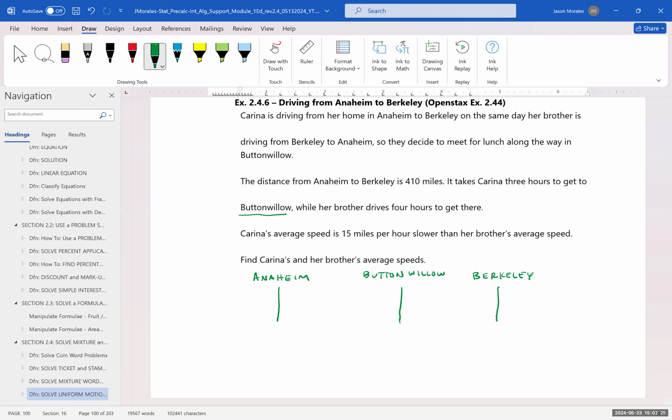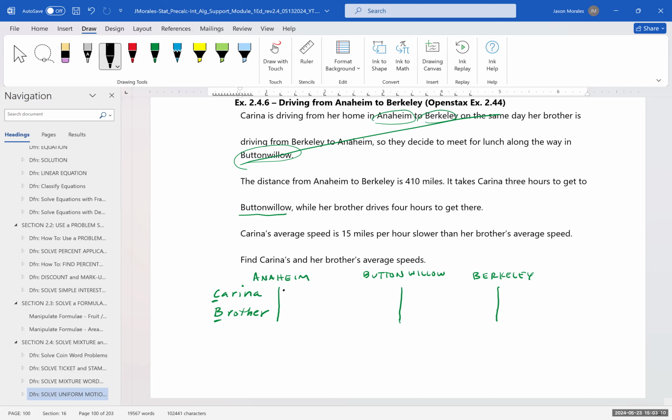And I don't think we have Karina's brother's name. Okay, we don't. So we just have Karina, and then we'll just say brother. And so we use lowercase c and lowercase b for Karina and brother. All right, now let's look at this information that we've got. Okay, so they're meeting on the same day. They're going to meet for lunch. Okay, so this part doesn't really have much for us other than naming Anaheim, Berkeley, and Buttonwillow, and the relationships with those three towns.